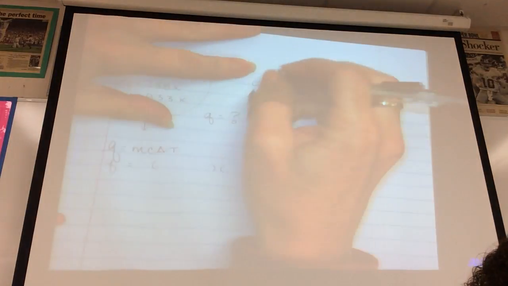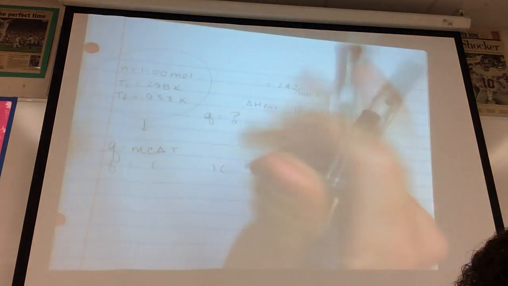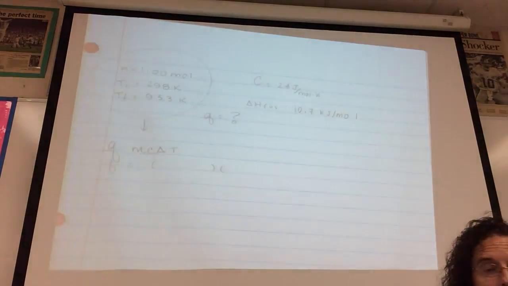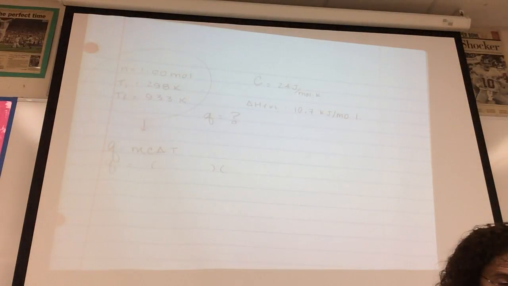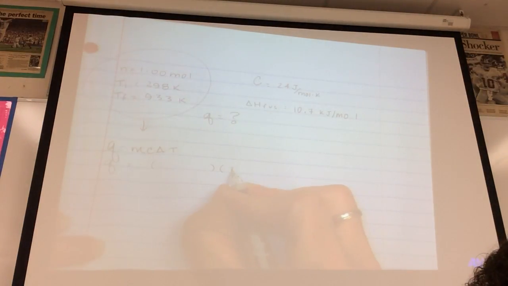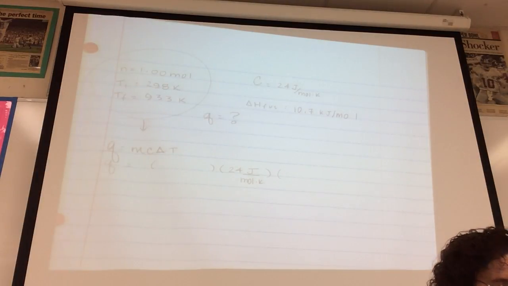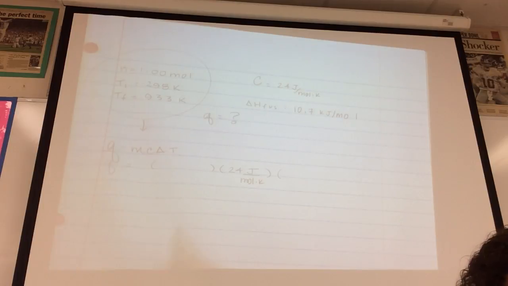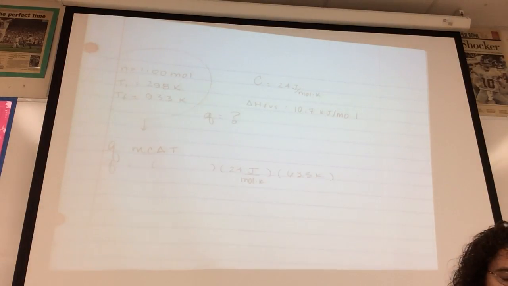This is a big C. If it's not clear, I'm going to make it a big one, because that's heat capacity, not specific heat capacity. And that's 24 joules per mole Kelvin. And delta T is, this is calculator based, 635 Kelvin, not that you couldn't do that in your head.